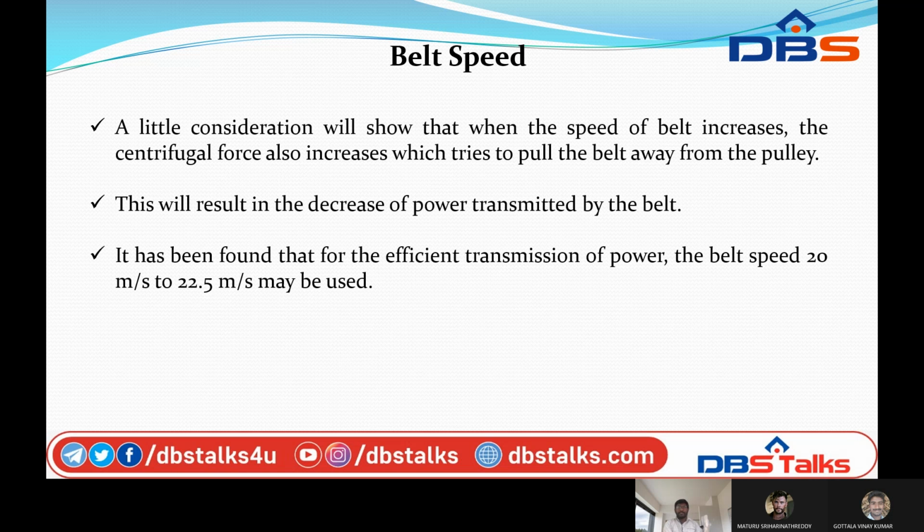Next, what is belt speed? A little consideration will show that when the speed of the belt increases, the centrifugal force also increases, which tries to pull the belt away from the pulley. This will result in a decrease of the power transmitted by the belt. It has been found that for efficient transmission of power, a belt speed of 20 meters per second to 22.5 meters per second may be used.